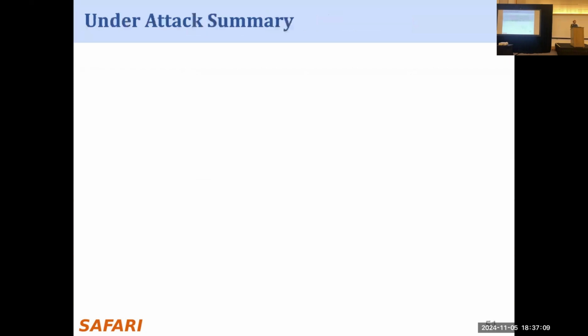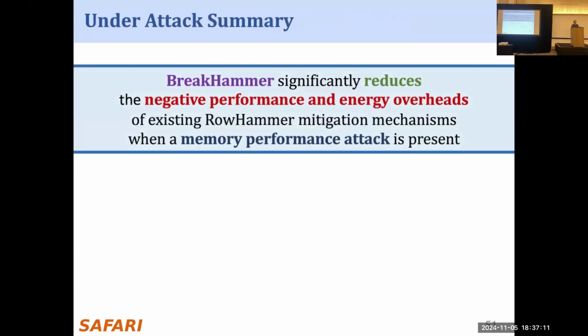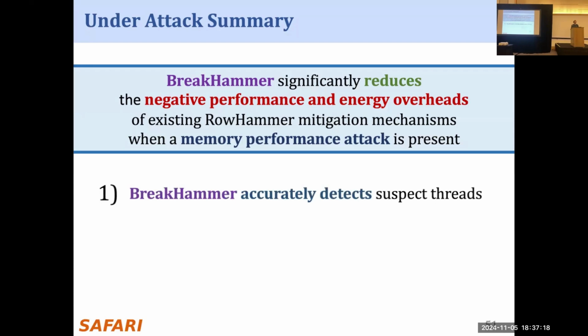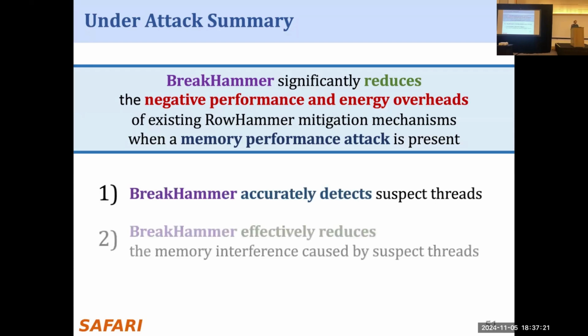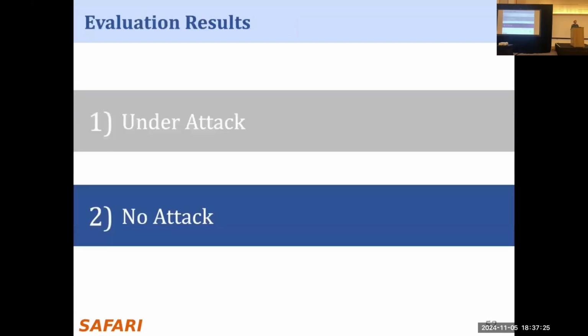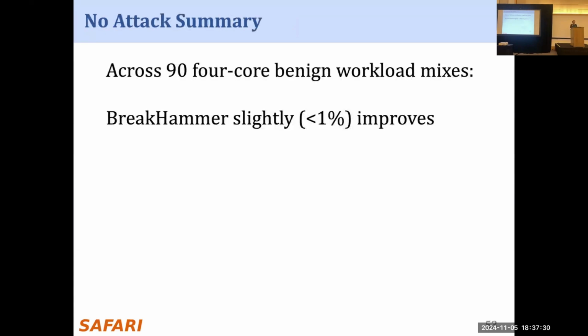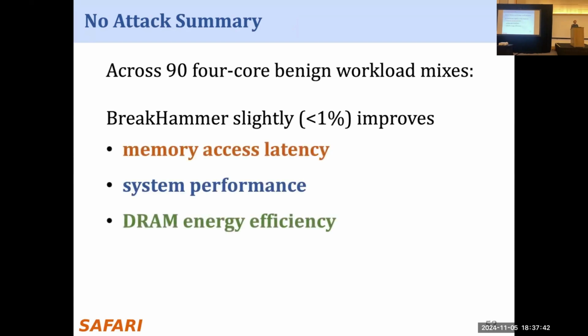To summarize, BreakHammer significantly reduces the negative performance and energy overheads of existing RowHammer mitigation mechanisms when a memory performance attack is present. We attribute these benefits to BreakHammer accurately detecting suspect threats, and effectively reducing the memory interference caused by suspect threats. I'll continue by summarizing our benign workload results. Across 94 core benign workload mixes, even though it is not our goal to improve the system performance of benign systems, we observe that BreakHammer slightly improves memory latency, system performance, and DRAM energy efficiency of benign workloads.